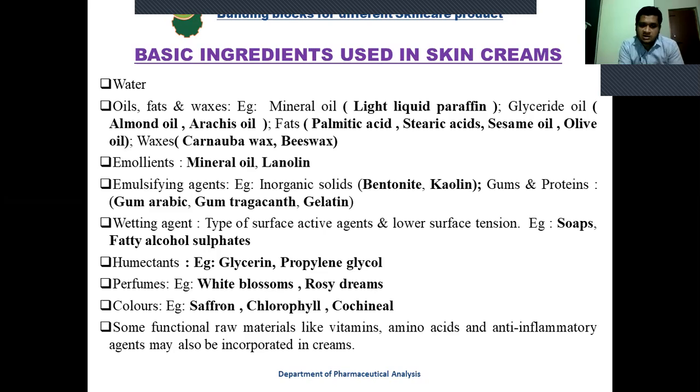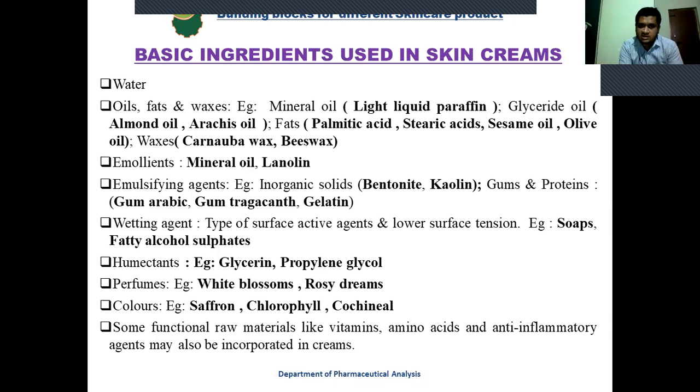Different other functional raw materials like vitamins, as already said, amino acids and anti-inflammatory agents, those also we can add in different creams. So those are the basic ingredients: water and oil, or water and fat, or water and waxes. Those will definitely be there. Sometimes only oil will be there, or a combination of oil and fat, or oil and waxes. Any combination can be there, but all should be fatty substances.